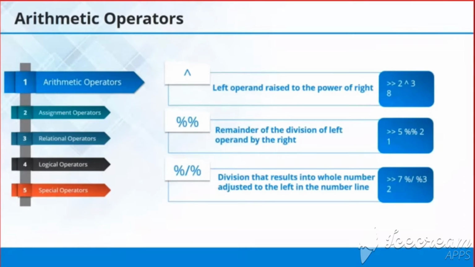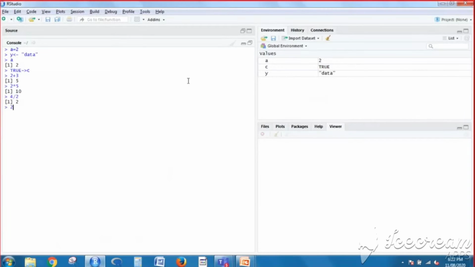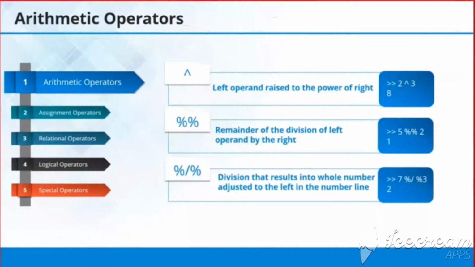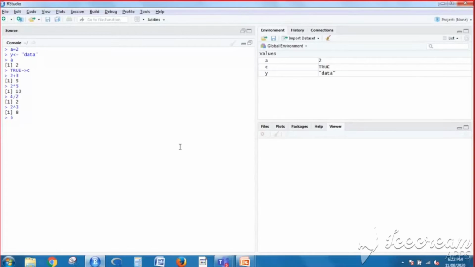Here we also have operations like the power operator. We can perform this, like 2 raised to 3, which will provide us 8. Next we have the second operator, the double percentage, which provides the modulo. It is a modulus operation, so 5 mod 2 will provide us 1.